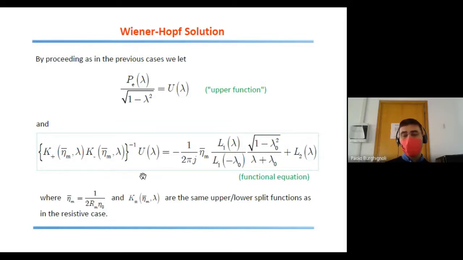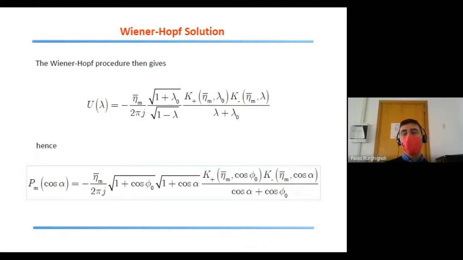So the procedure is again the same. You will find by means of Liouville's theorem that the upper function has this explicit expression, or in terms of the spectrum, given in terms of the angular variable alpha, for the magnetic spectrum in this case. So we are able to solve the problem also in the conductive case.